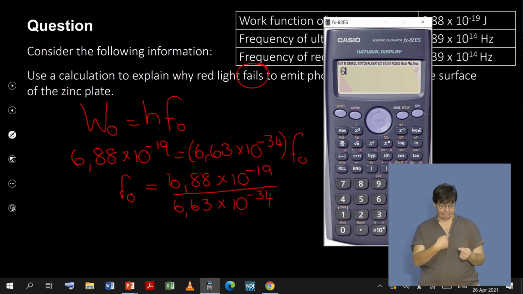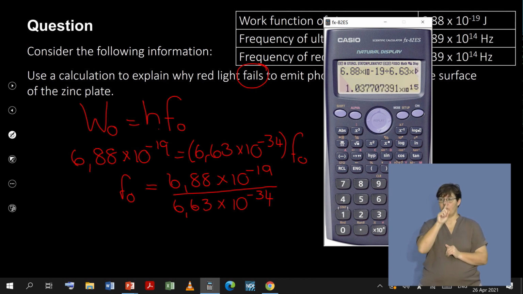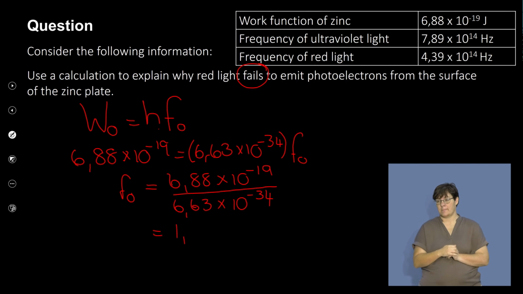So we've got 6.88 to the minus, make sure you put them, to the minus 19, divided by 6.63 to the minus 34, and we get 1,0. We're going to round it off to 2 decimal places, so it's 1,04 times 10 to the 15 hertz.